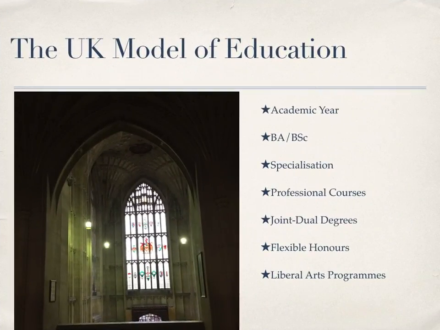The UK model of education runs like our academic year from September to May or June. You get a Bachelor of Arts or a Bachelor of Science. The key distinction is that you have to specialise in the UK, so students choose a course to begin with. You can also apply for professional courses in the United Kingdom, such as law, medicine, architecture, as a first degree.